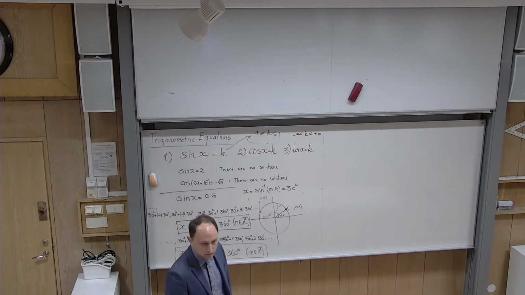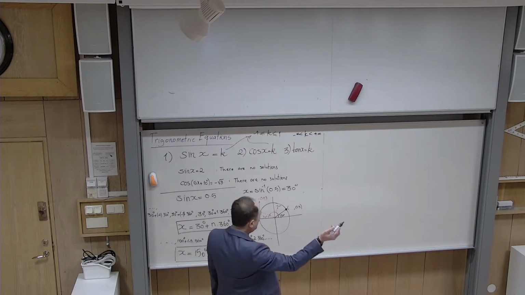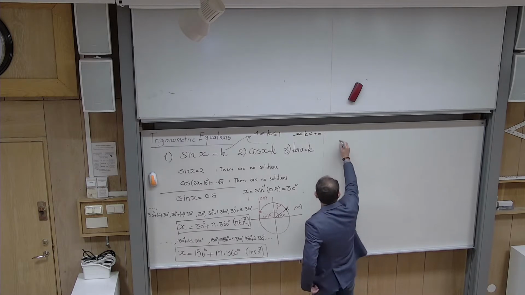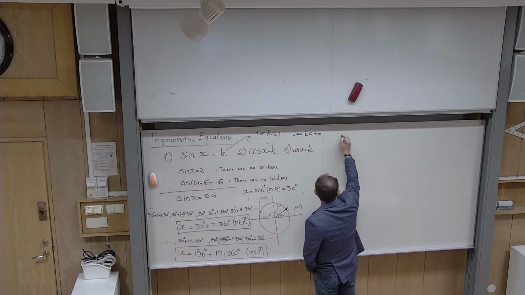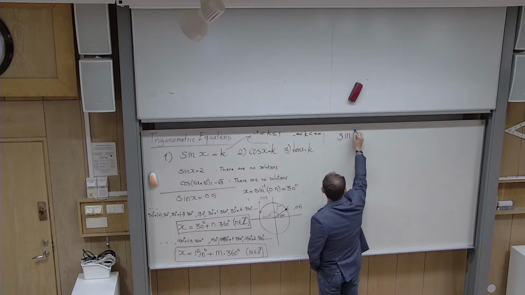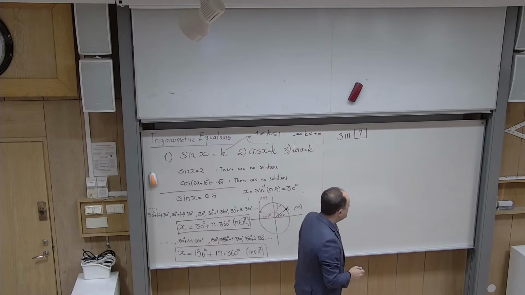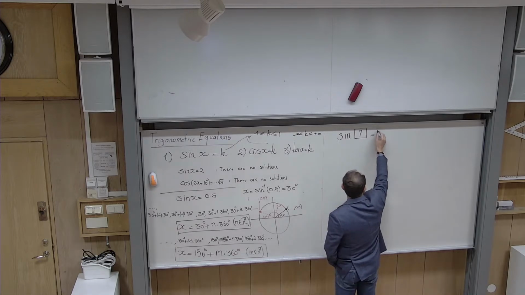Okay, so what I want you to have in your notebook after understanding that, you help me to write it down. So I would say that one standard equation is that I have sine of a black box, or whatever, is equal to a number k.